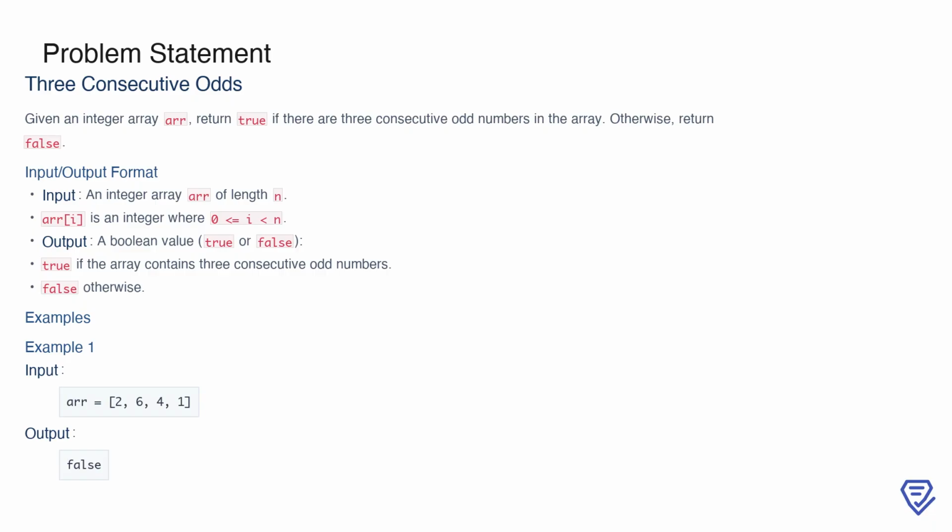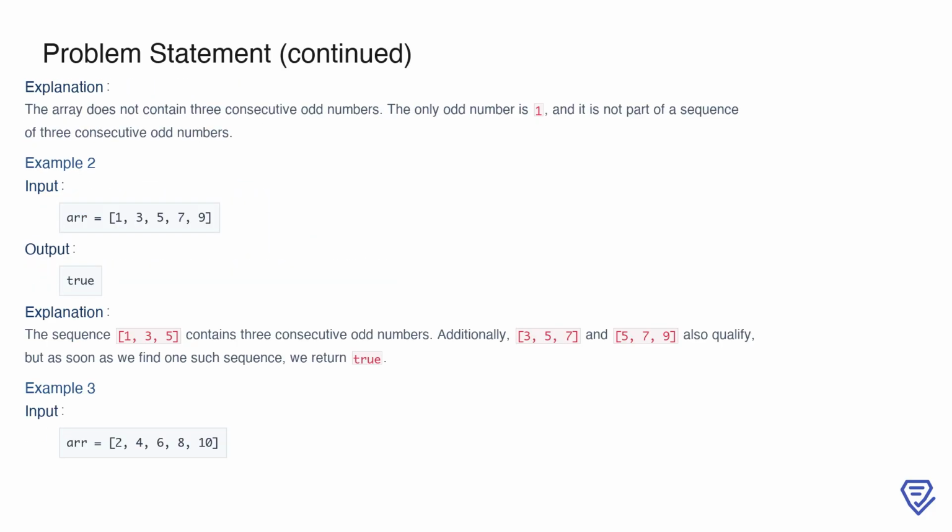To understand this better, let's look at some examples. In the first example, the input array is 2, 6, 4, 1. The output is false because the array does not contain 3 consecutive odd numbers. The only odd number in the array is 1, and it is not part of a sequence of 3 consecutive odd numbers.